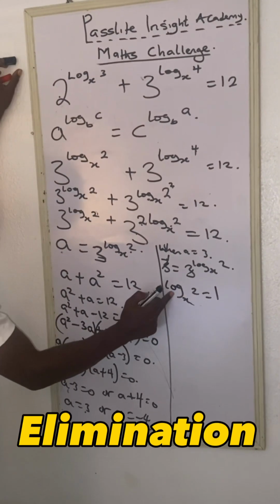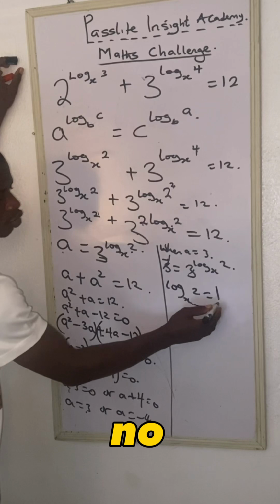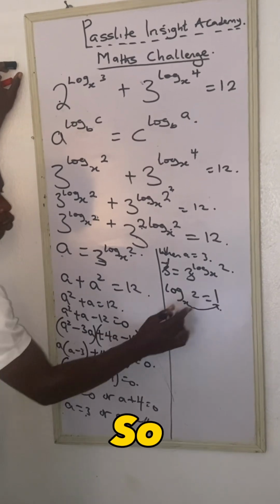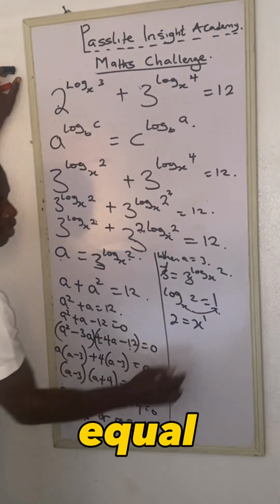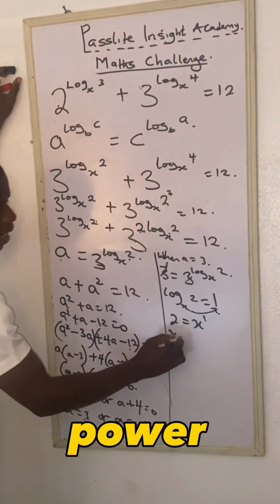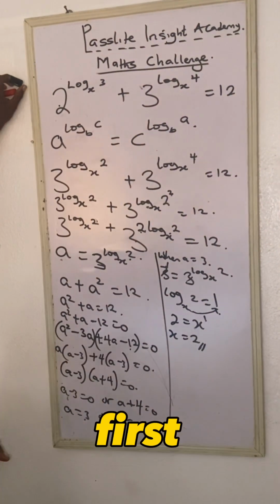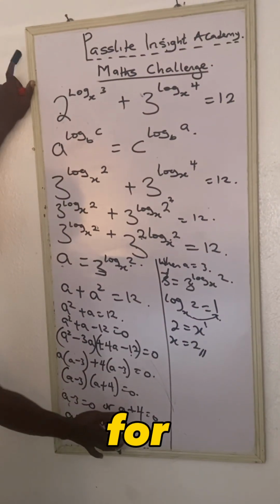Elimination of logarithm. There's log here, there's no log here. So this base is going to the other side, so it's going to be raised to power of 1. So 2 is equal to s raised to power 1. So s raised to power 1 is simply s. So the first answer, your s is 2. You can also test for minus 4 as well if you wish.